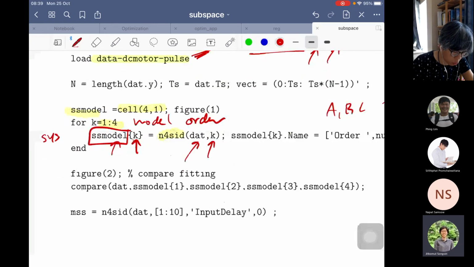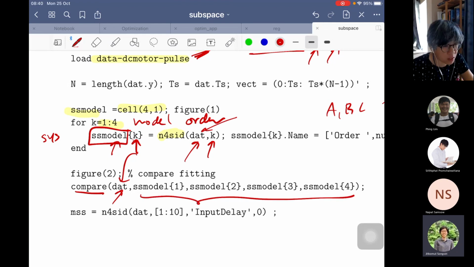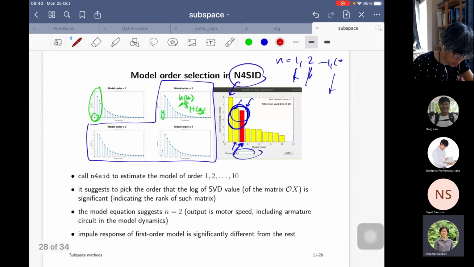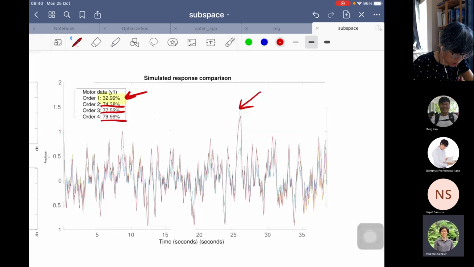After you estimate it, you want to compare the fitting, so you can use the command compare. Compare requires the data set you want to use. This can be a test data set or validation data set as well. But right now, I just use the training data set as I use in the estimation process. The rest is the list of models you want to compare. So the command is very convenient. I compare the 4 models at once, and that's how I get these pictures, the simulated response comparison.